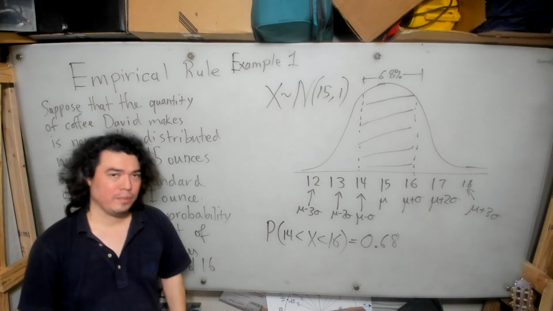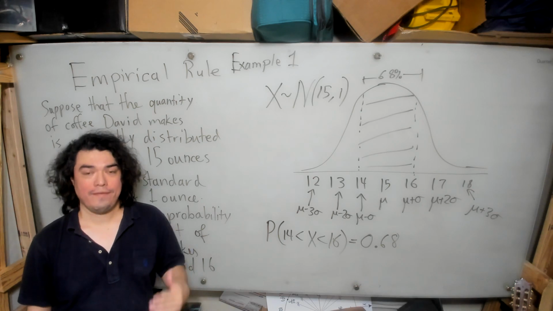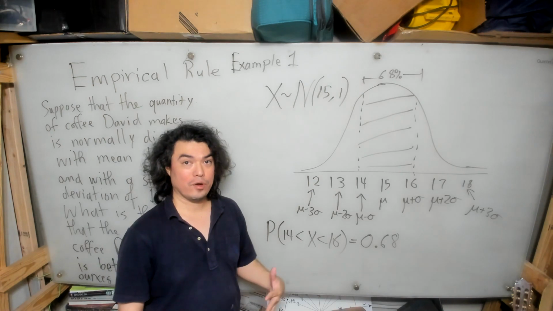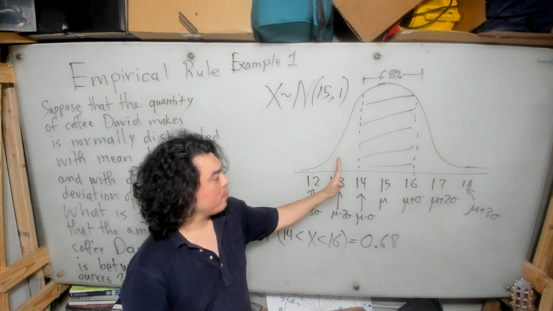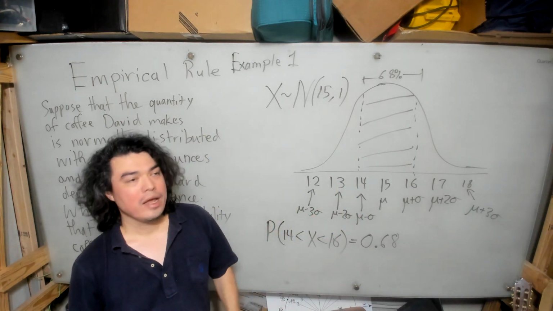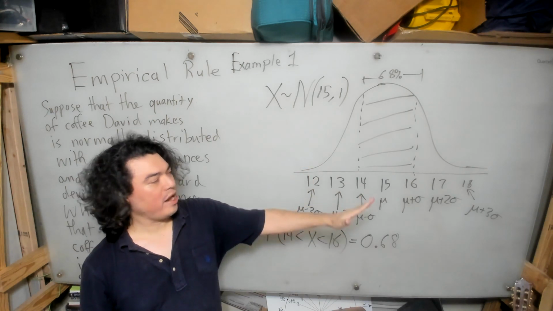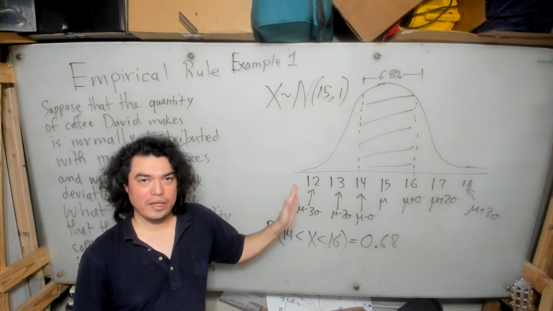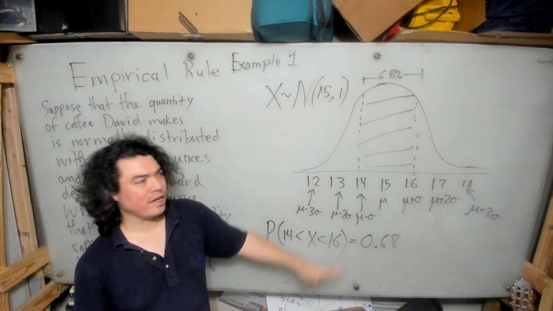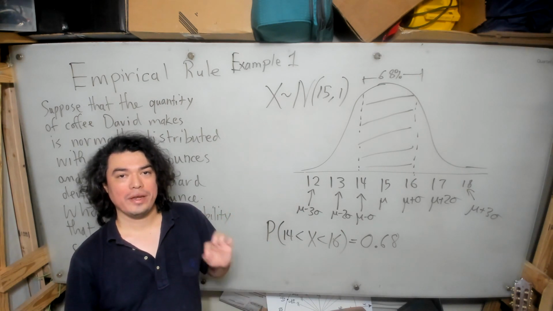Now, I'm going to expand a little bit more. We know that being within 2 sigma of the mean would occur 95% of the time, again by the empirical rule. So we could say that the probability from 13 to 17 being the boundaries would be 95%. And of course, you can already extrapolate: from 12 to 18, the probability that the quantity David creates at any given time is between 12 and 18 ounces would be 99.7% of the time, or in other words, the probability would be 0.997.